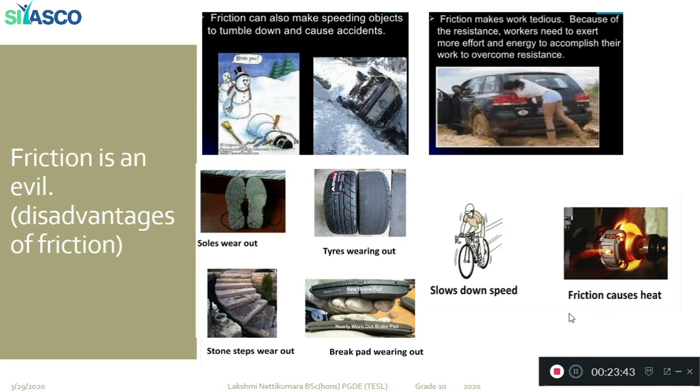At the same time, friction is an evil. That means disadvantages of friction. Friction can also make speeding objects tumble down and cause accidents. And friction makes work tedious because of the resistance. Workers need to exert more effort and energy to accomplish their work to overcome resistance.